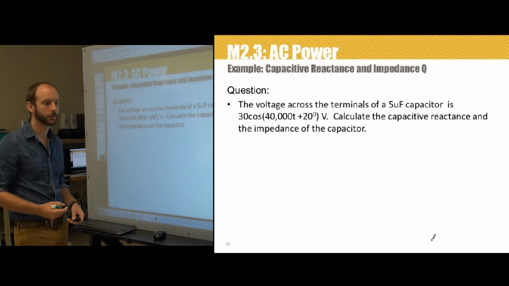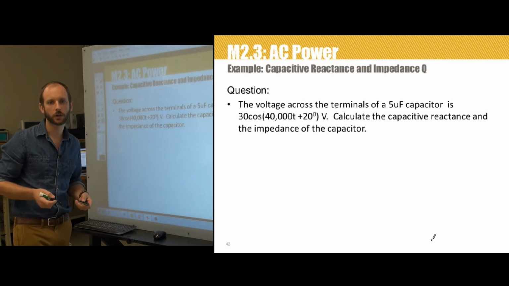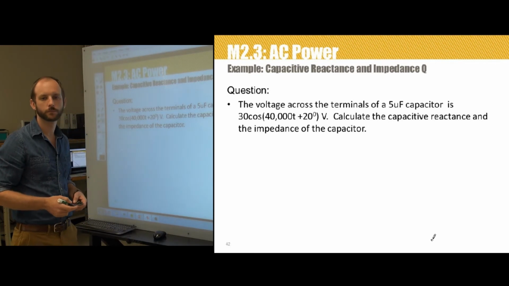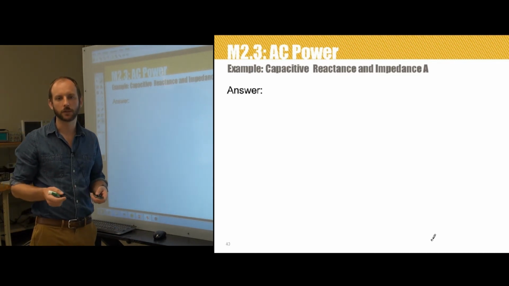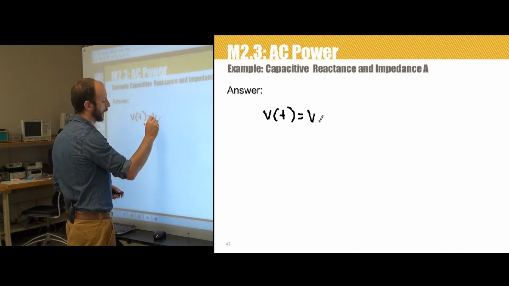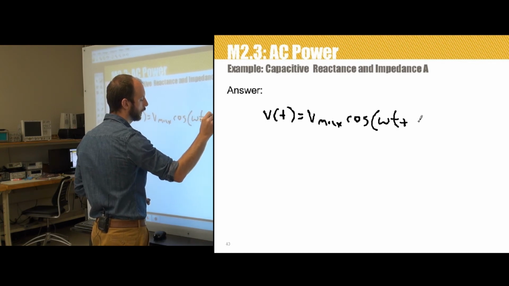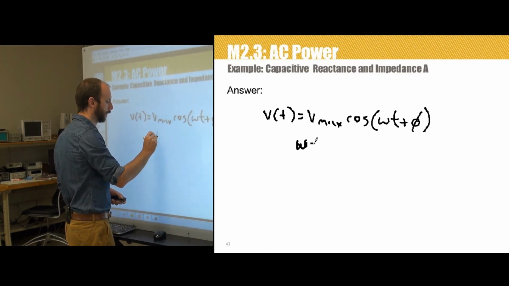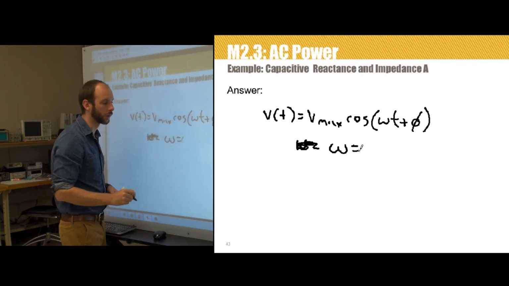Okay, so now let's do the same thing for capacitance. We've got the voltage across the terminals of a 5 microfarad capacitor given by the voltage function 30 cosine of 4,000 t plus 20 degrees. We want to calculate the capacitive reactance and impedance of the capacitor. Again, the reactance and impedance of capacitors are frequency dependent. We had v(t) equals V max cosine of omega t plus phi, so we just compare it to what we were given. We don't care about V max, and we don't care about the phase shift when we're calculating the reactance value. Omega, in this case, is 4,000 radians per second.